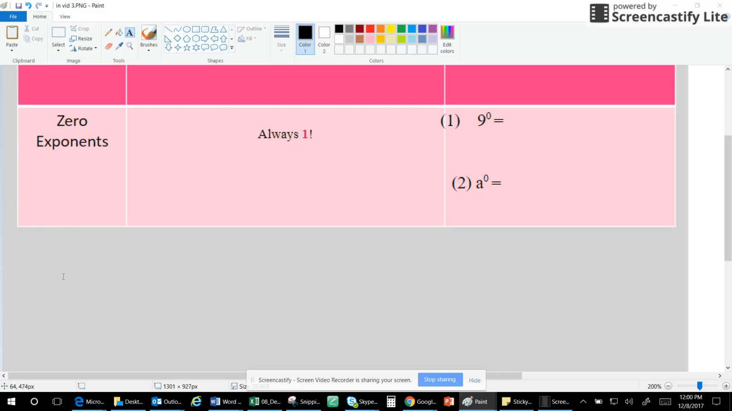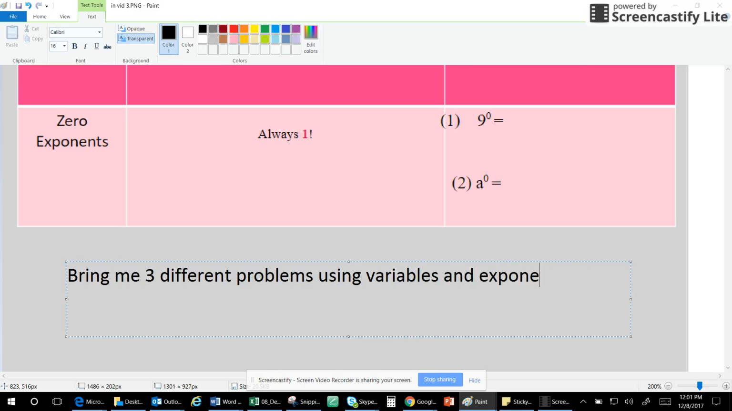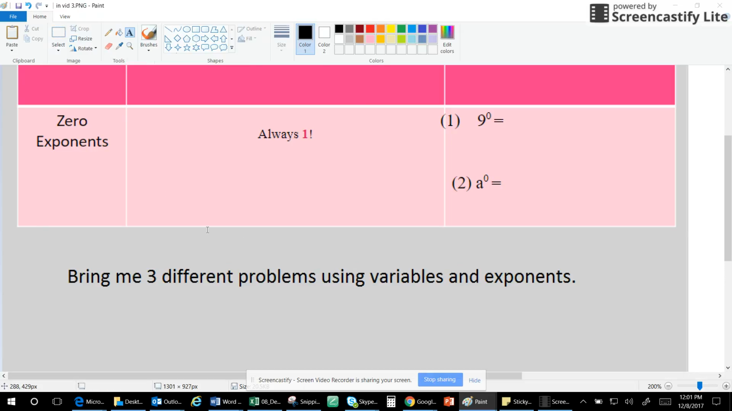Now, your task for today's live lesson, I want you to bring me 3 different problems using variables and exponents. Please remember, we're going to be working with these, so you might want to be careful on the numbers. Some examples of what you can bring.